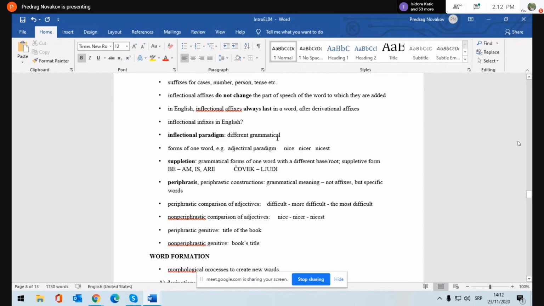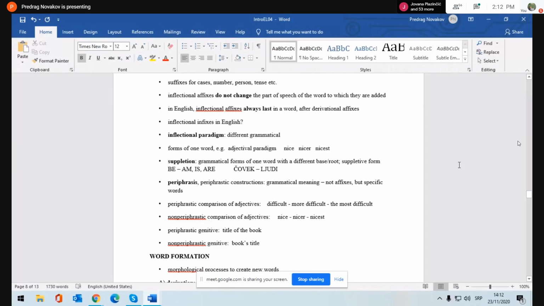Then, different grammatical forms of one word make an inflectional paradigm. You remember, a paradigm is a set of related forms. So an inflectional paradigm means different grammatical forms of one word, like the adjectival paradigm: nice, nicer, nicest. Okay, so this would be the positive, comparative, and superlative degree. This is an adjectival paradigm.